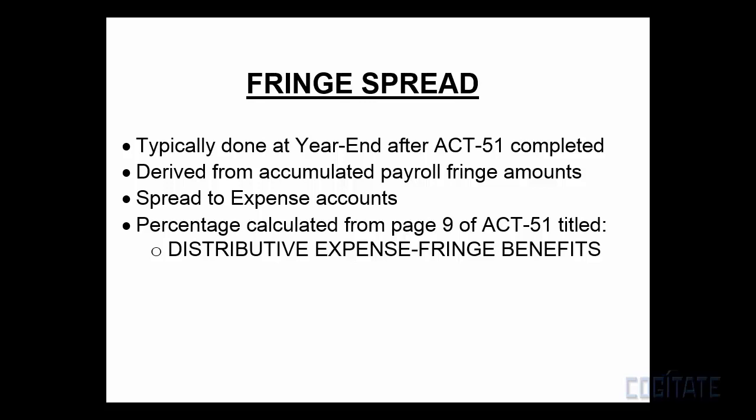Today we are going to show you how to process the fringe spread. This is typically done at year end once you've completed your Act 51 report. The fringe amount to spread is derived from accumulated payroll fringe amounts that must be spread to the expense accounts. This is calculated by completing page 9 of the Act 51 report titled Distributive Expense Fringe Benefits.